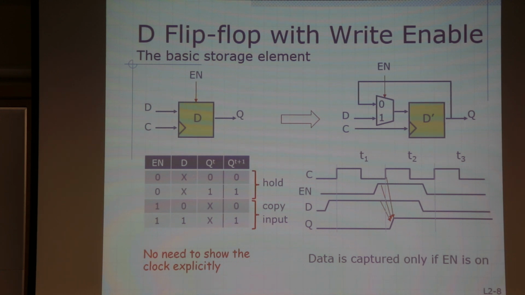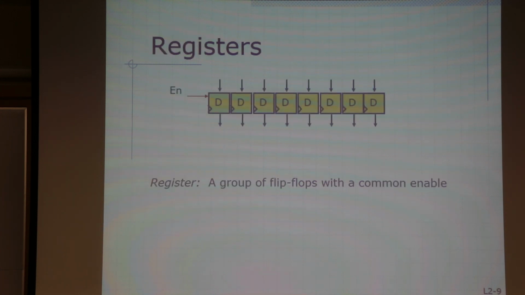So because of this, data is captured only when EN is on. This kind of circuit is often called an edge-triggered flip-flop. Changes only happen on the edge when the enable is high. Enough of this. Let's get on with our design.